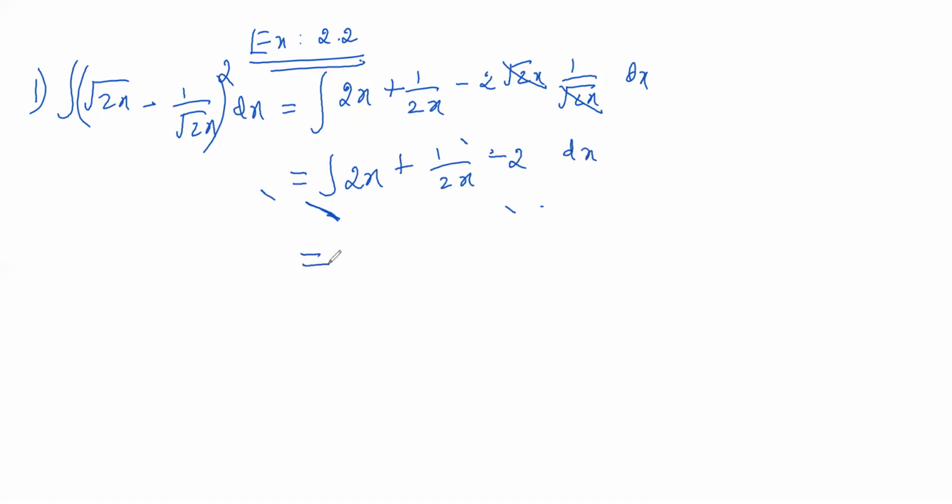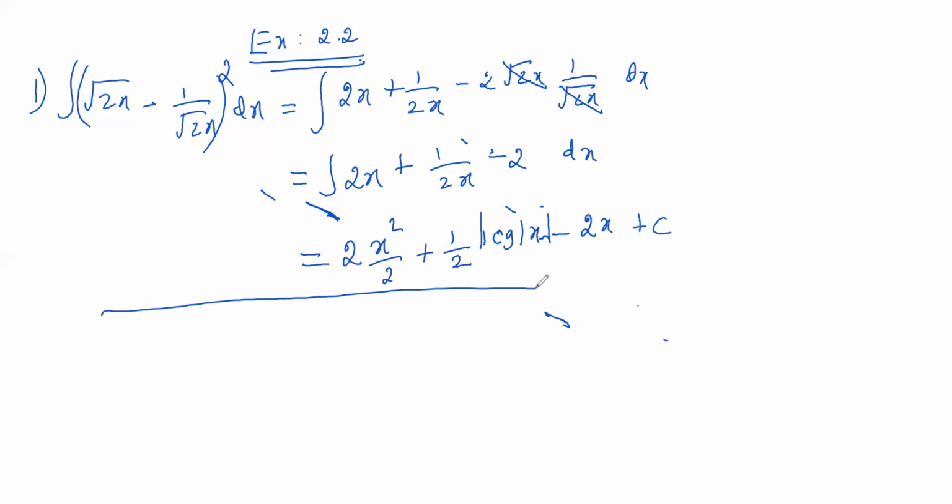So simplification is over. Now we'll go for integration using the formulas. First, the integral of 2x. Here 2 is a constant outside. The integral of x is x squared by 2. Plus here 1 by 2 constant, taking outside, it becomes 1 by x. The integral of 1 by x is what? You say log of modulus of x. Minus, the integral of 2 is 2x, plus c. So this is the answer for the first problem.